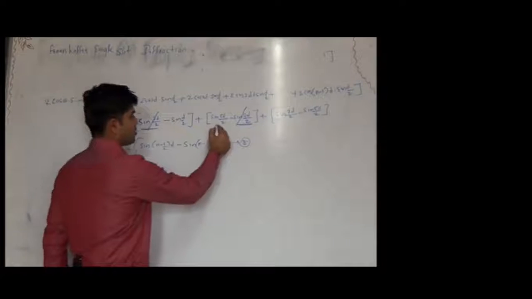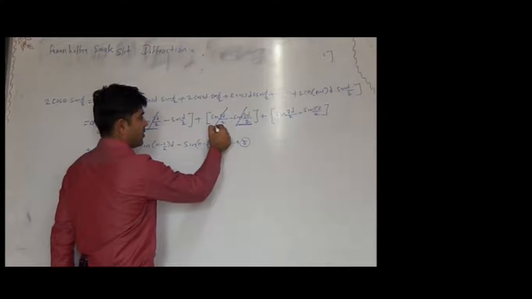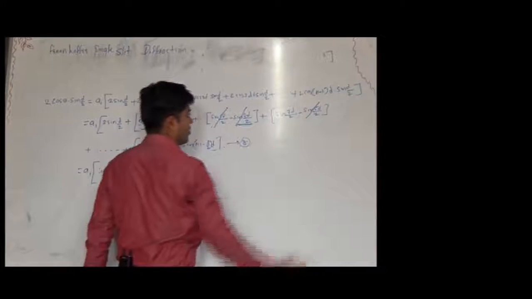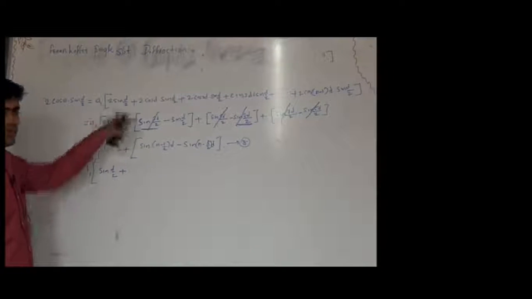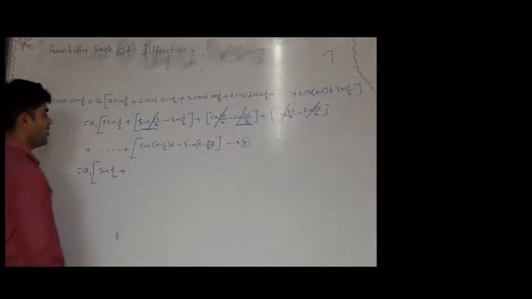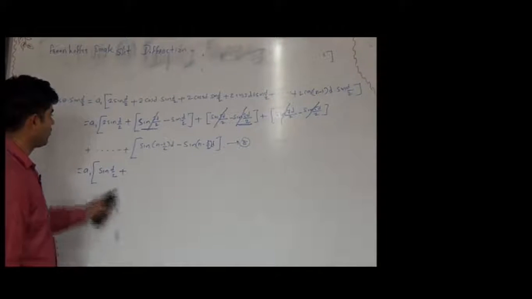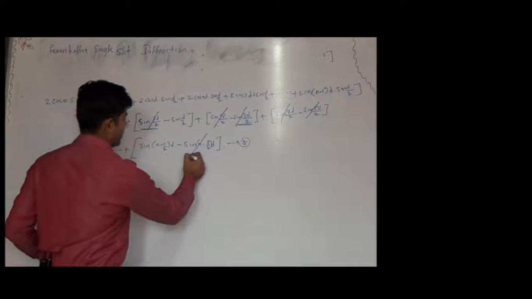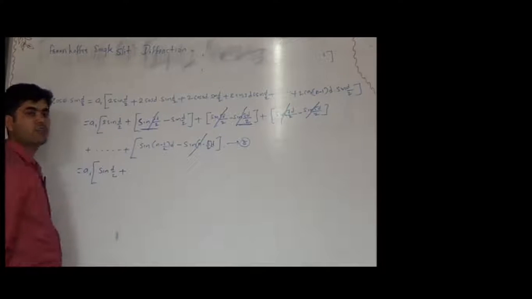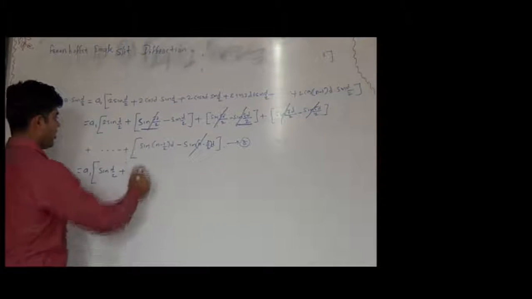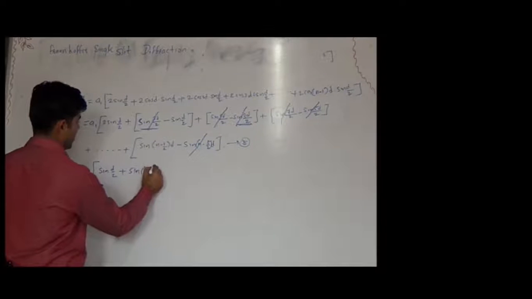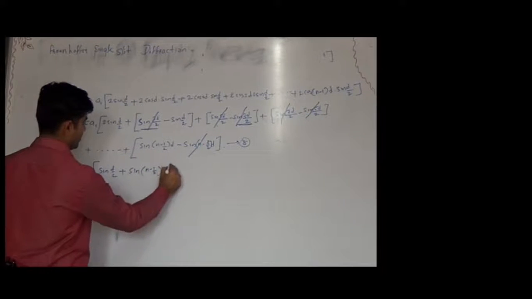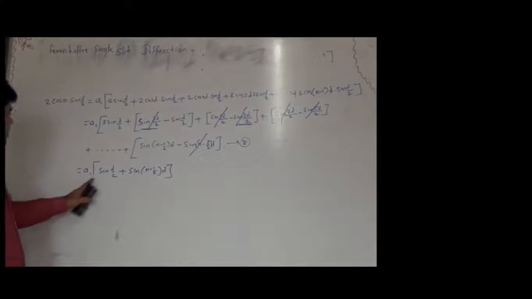Next, the first term of the second bracket we can cancel with the second term of the second bracket. The first term of the third bracket will be cancelled with the next bracket, and this process will continue up to the last bracket. Observe this last bracket. In the last bracket, the last term will cancel with the next bracket's first term. Result, only one term is remaining, and that is sin (n minus 1/2) into D. See, A1 sin D by 2 plus sin (n minus 1/2) D, equation number 9.